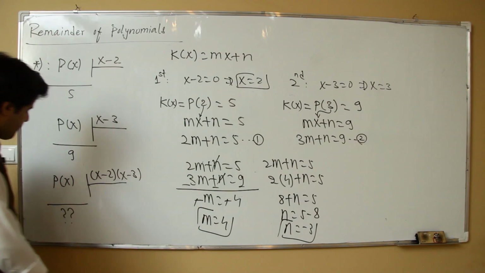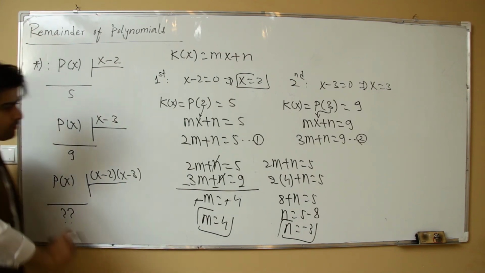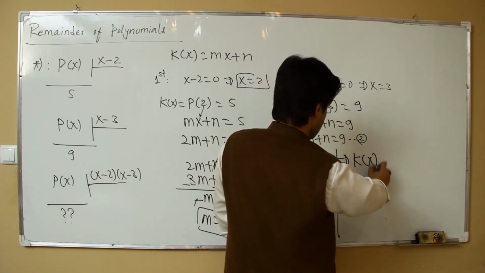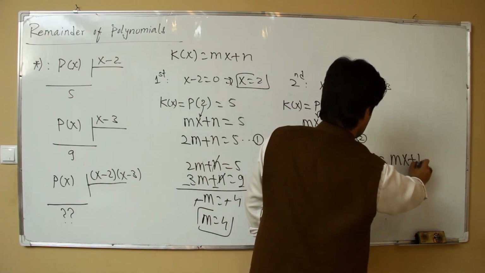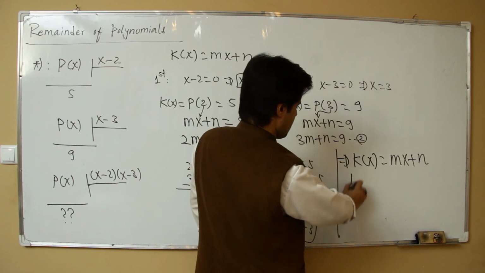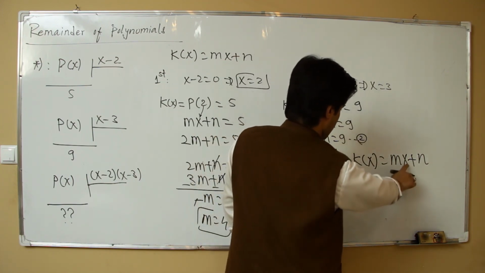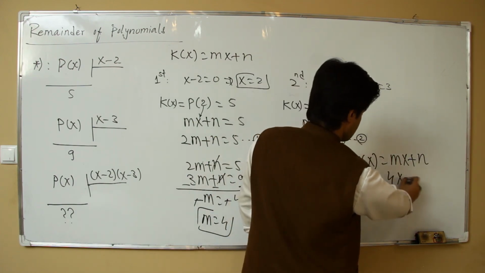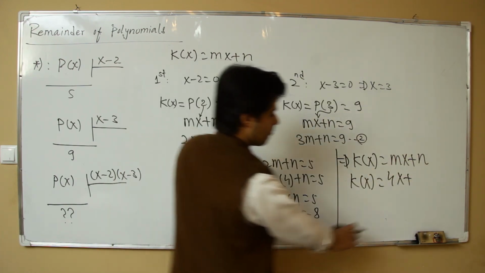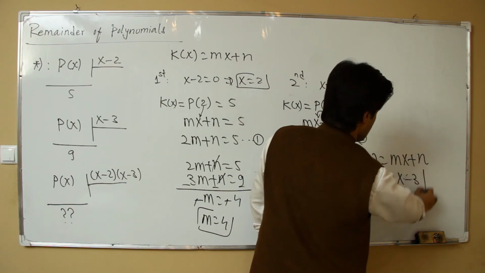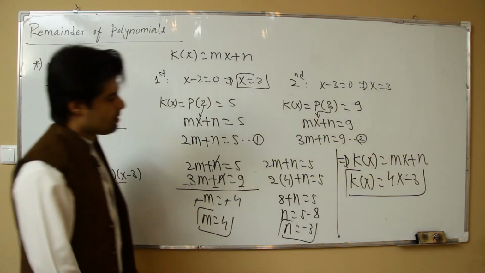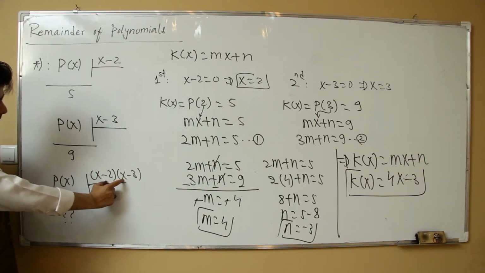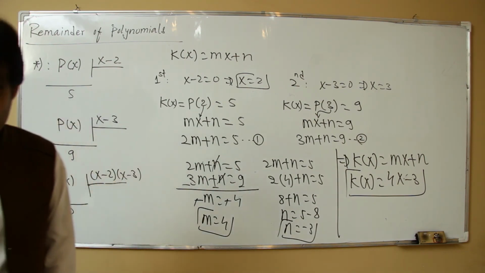What is the remainder of this polynomial? The remainder of this polynomial is k(x), and it is mx plus n. k(x), and instead of m, you put 4x plus, and instead of n, minus 3. This is the remainder of the p(x) divided by both of them simultaneously. I think you have got it.